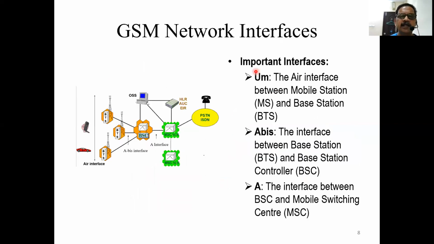Then we will try to understand a little bit about the interfaces, how they are connected. So Um is the air interface between the mobile station MS and the base station BS or BTS. So this is the interface. This mobile is connected to the BTS by means of the air interface. This interface name is Um.